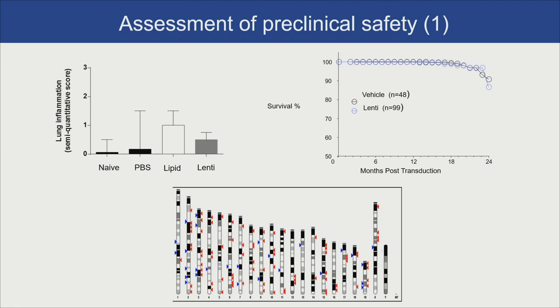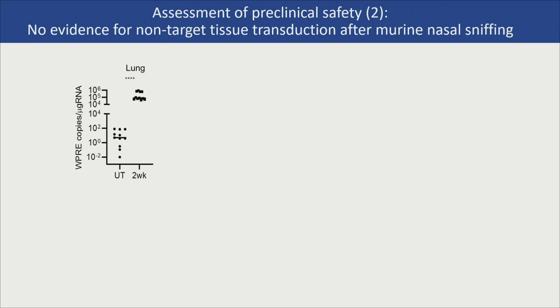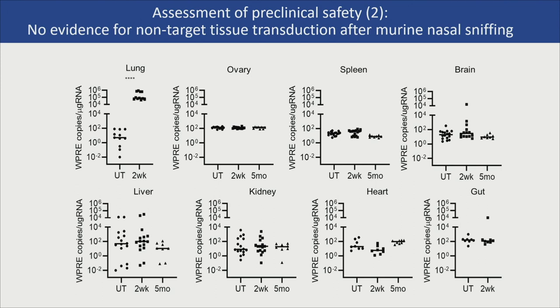The second issue is whether, if you put it in the lung, will it spread elsewhere? So here is gene expression in the lung after a couple of weeks. It, of course, goes on for a long time. And then we looked at every single organ we could think of and compared to untransduced, either at 2 weeks or at 5 months, there is no evidence of spread from the lung. Please beware, these are mice. They're not inflamed lungs, but those are the data we have so far.